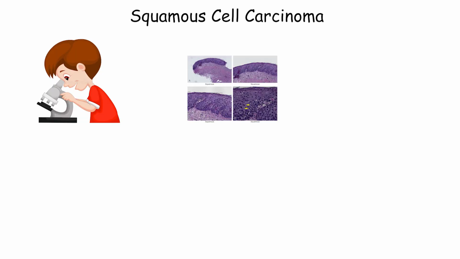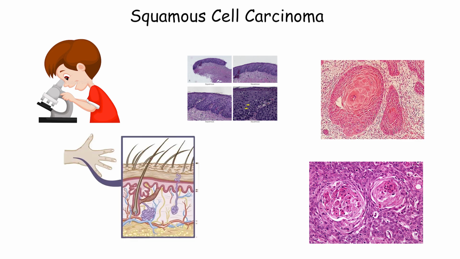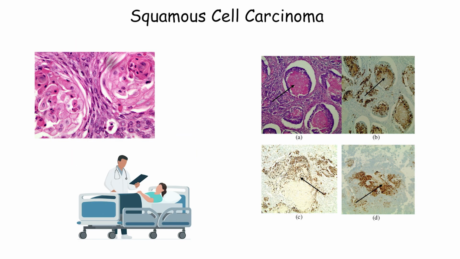Under a microscope, SCC tumors show unique characteristics, such as the presence of keratin, a protein found in hair and nails, and specific patterns of cell growth, which help doctors confirm the diagnosis.